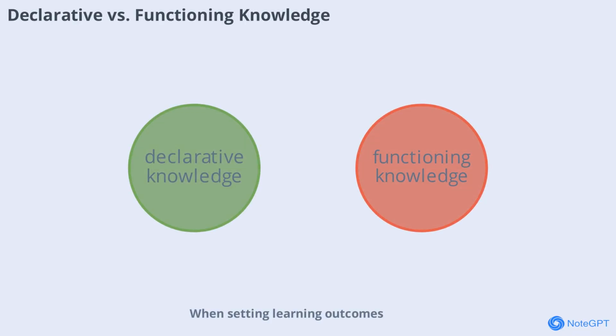When setting learning outcomes, it's important to distinguish between declarative and functioning knowledge. Declarative knowledge is information students can state or write about: facts, theories, and concepts. Functioning knowledge, on the other hand, is about applying what's learned in real situations. For example, a law student needs to know legal principles, declarative, but also use them to make decisions, functioning. Effective learning outcomes require students to demonstrate both types of knowledge.